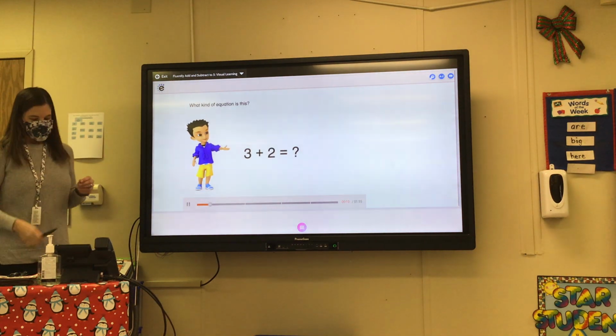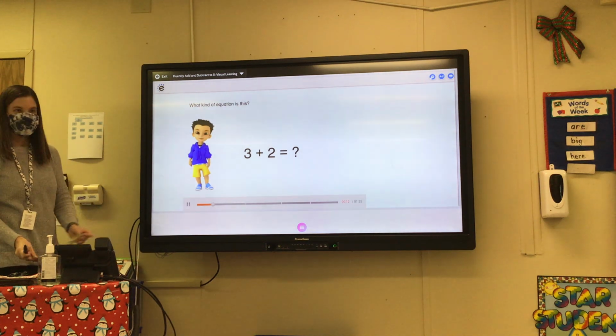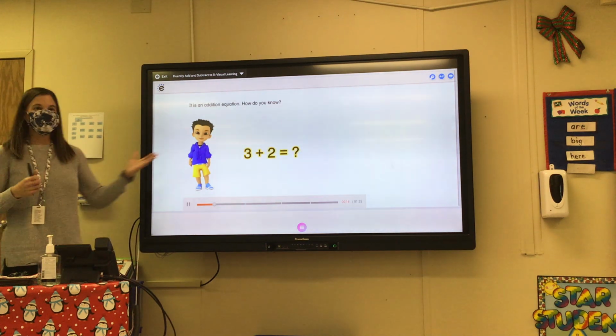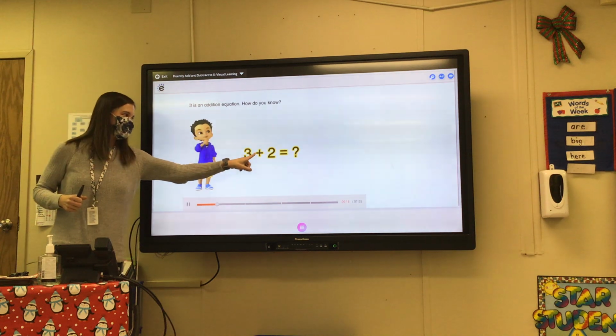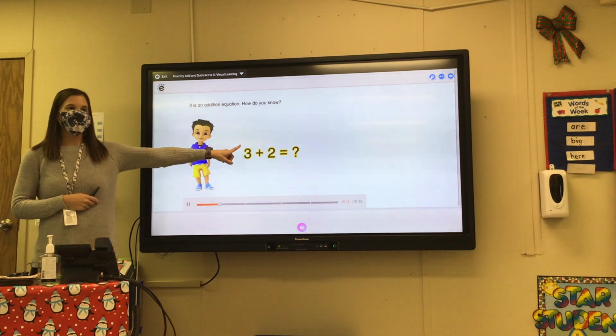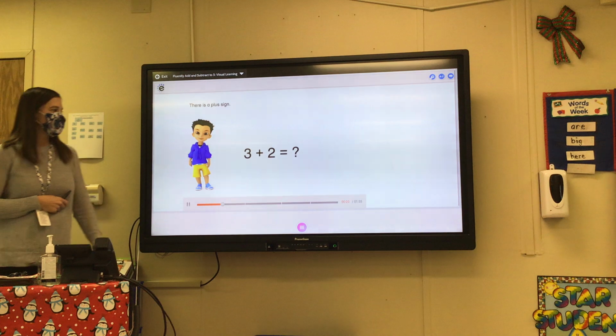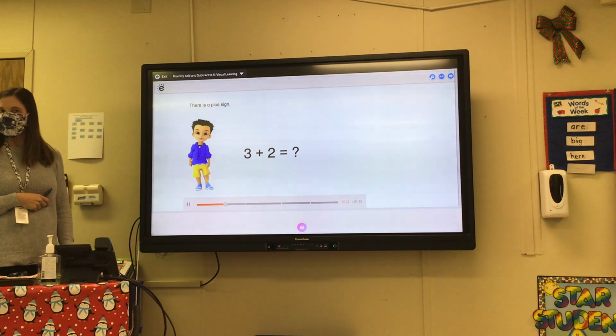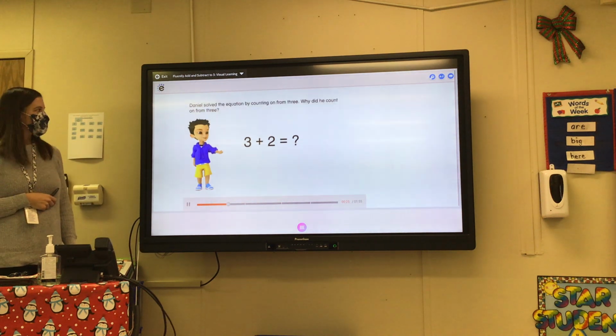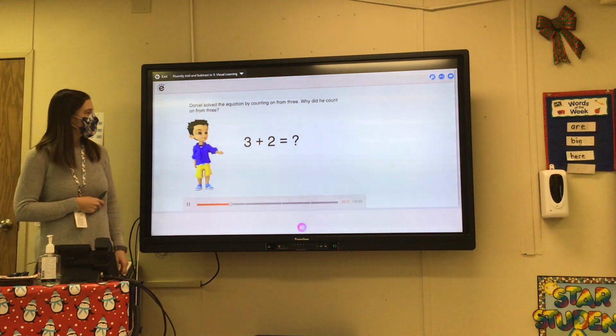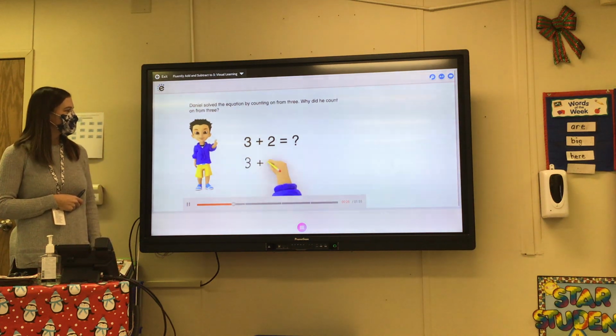What kind of equation is this? It is an addition equation. How do you know? Because it has a plus sign. 3, 4, 5. 3 plus 2 equals 5.